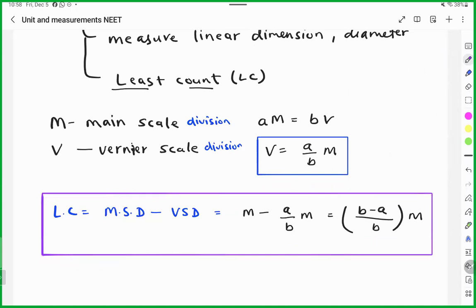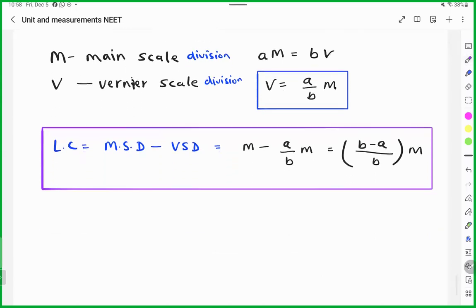Example, tenth of the Vernier scale coincides with the ninth of the main scale. So how can I calculate the value? Vernier scale 10, main scale 9, divide by 10, whatever is the main scale value. So it will be 1 by 10, done. You can directly apply the formula here. Directly. Understood?